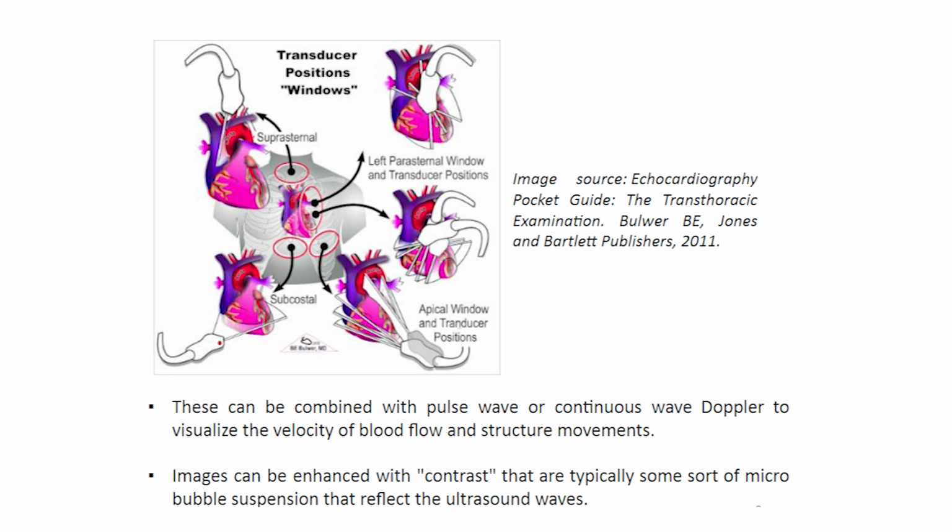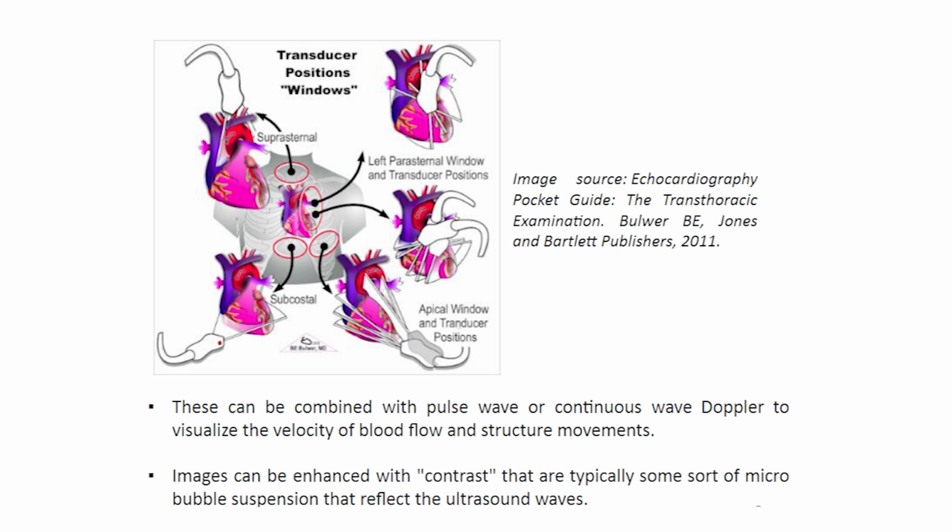TTE utilizes 1 M mode, 2 and 3 dimensional ultrasound. Time is implicit and not included from the different windows. This can be combined with pulse wave or continuous wave Doppler to visualize the velocity of blood flow and structure movements. Images can be enhanced with contrast that is typically some sort of microbubble suspension that reflects the ultrasound waves.